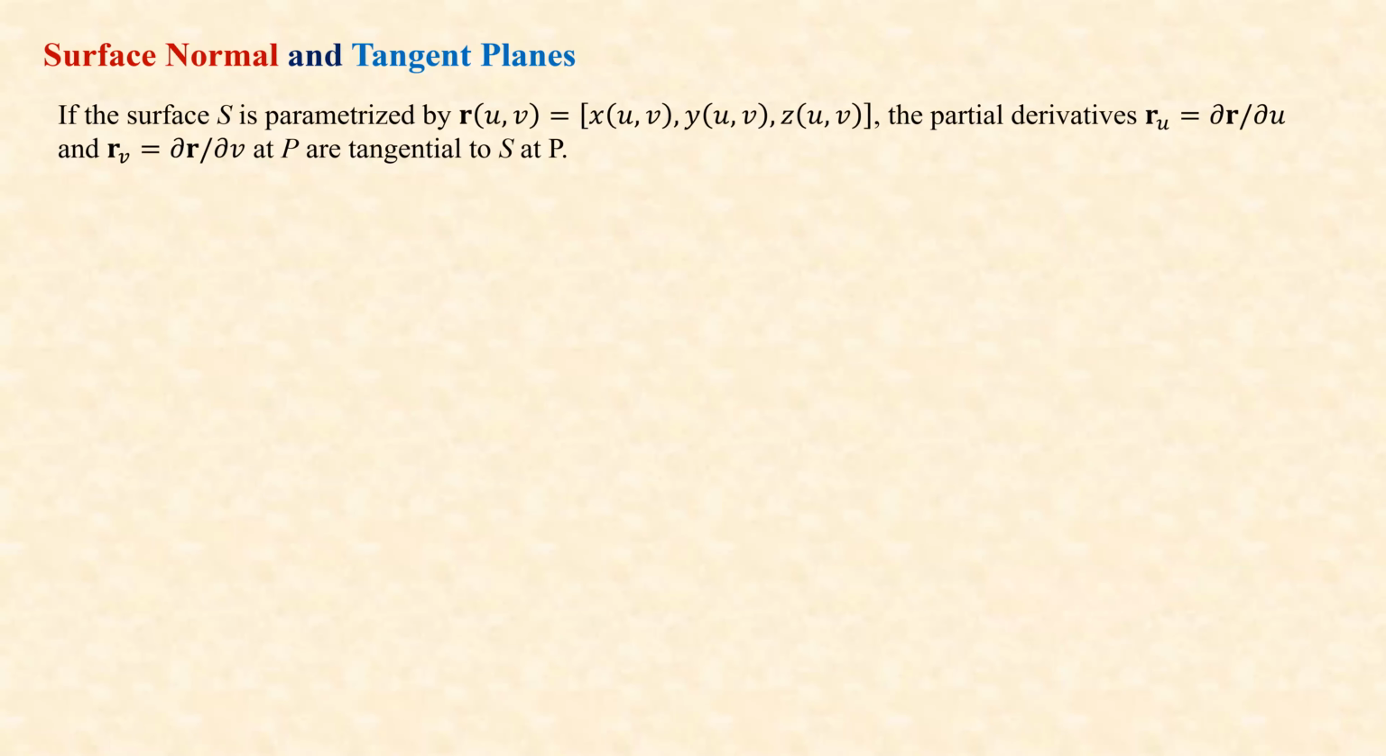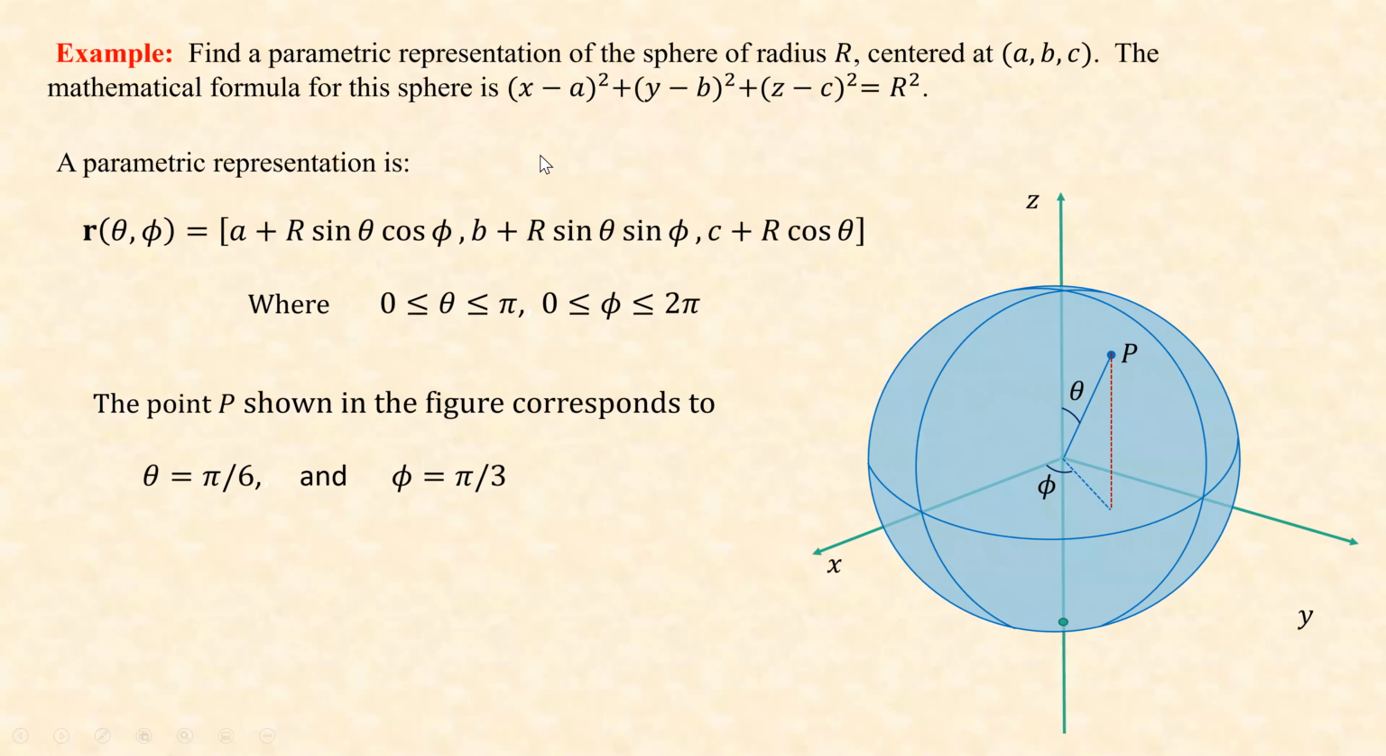Now we want to see how we can find the surface normal and the tangent planes to the surface using this parametrization. If the surface is parametrized by r of u and v, the partial derivatives r_u and r_v, meaning the partial of r with respect to u and the partial of r with respect to v at the point P, are tangent to the surface S. Why is that?